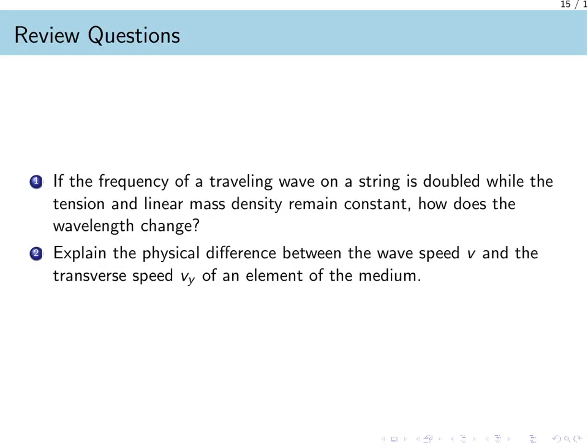To wrap up, consider these review questions. First, if the frequency of a wave on a string is doubled while the tension and mass density stay the same, how does the wavelength change? Think about the relationship between speed, frequency, and wavelength. Second, can you explain the physical difference between the wave speed and the transverse speed of an element? Understanding these distinctions is key to mastering the traveling wave model.